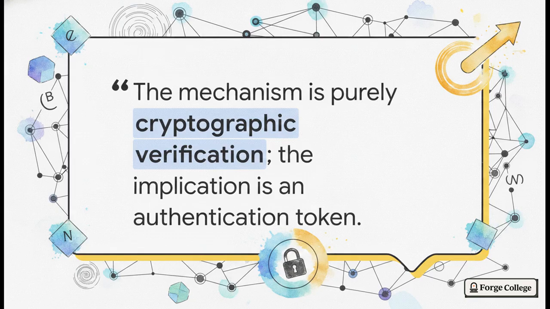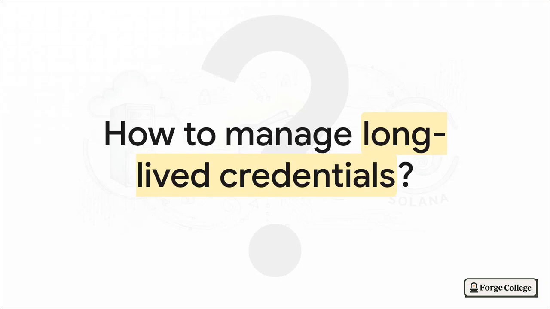So the crucial point is this. The mechanism is purely cryptographic verification, but the implication is an authentication token the server can confidently associate with an address. We've spent this explainer looking at elliptic curve math, nonces, and byte arrays. But the end result, the true implication of all this engineering, is simply a secure, passwordless login session that your application can actually trust. Which leaves us with one final provocative question as we scale our apps.